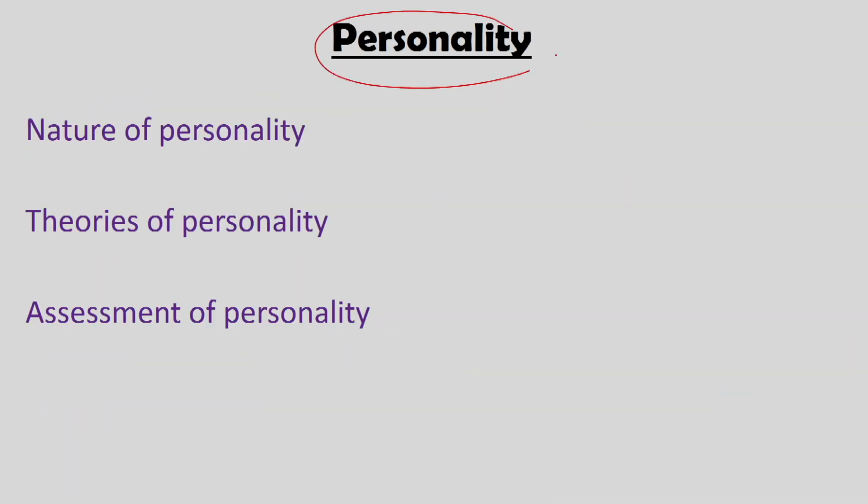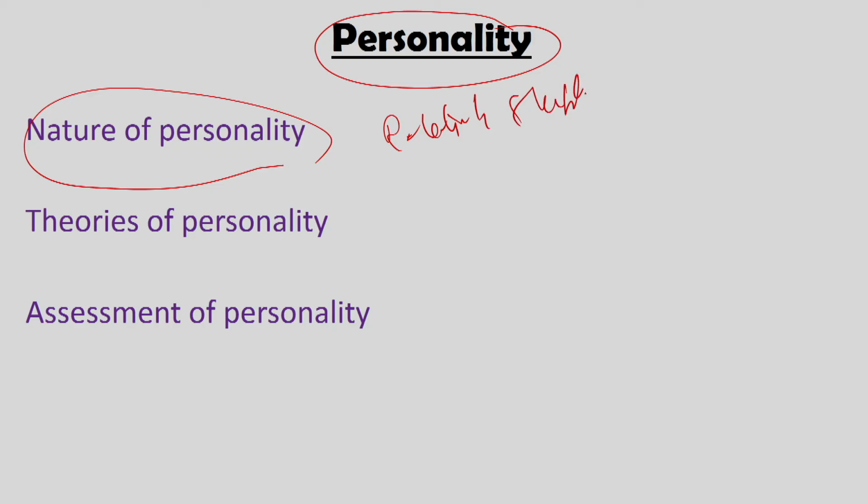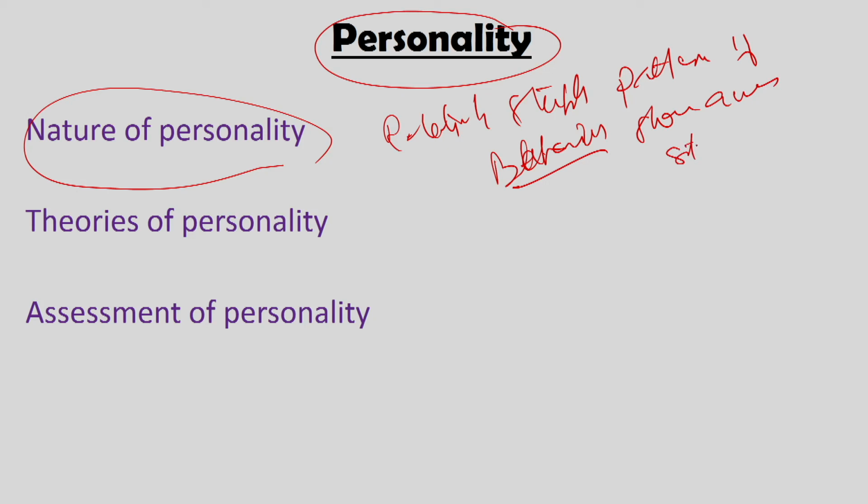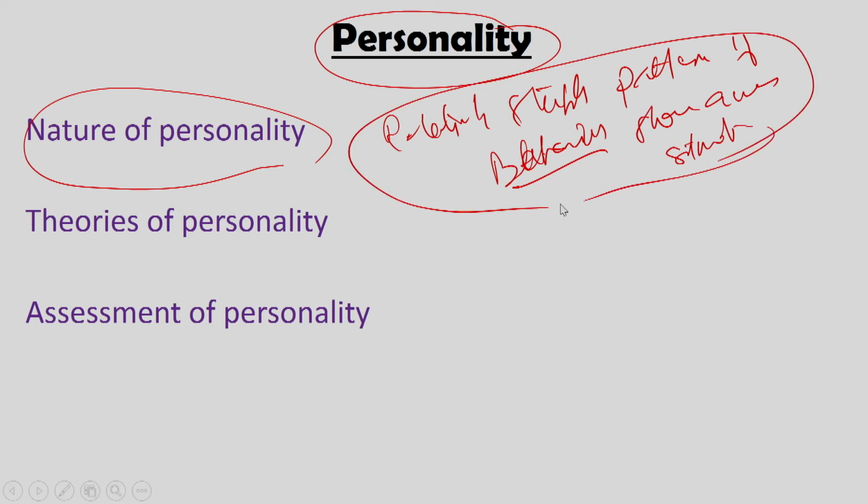Then finally, we looked at the concept of personality. We described the nature of personality, what personality is. It is a relatively stable pattern of behavior that people show across situations, and how this leads to people showing different kinds of acts, different kinds of processing, and different kinds of behaviors.